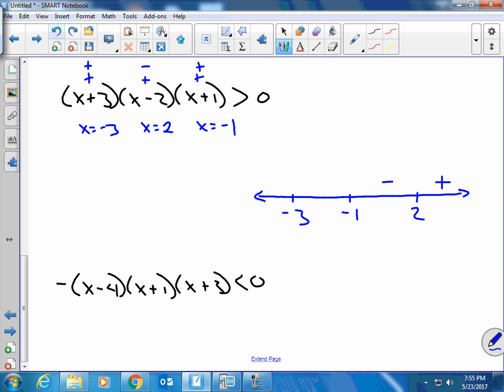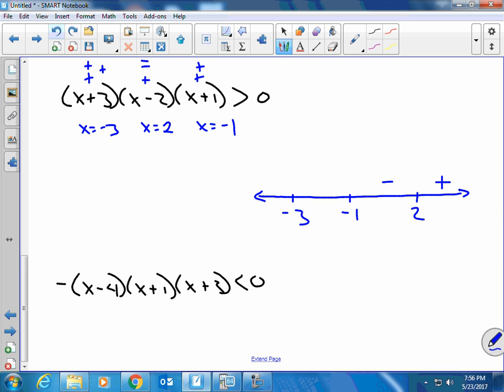What should happen now? You should know what goes right here. The pattern's been happening every time here. So if I plug in something between a -3 and -1, like a -2, this number here is still positive. This number, -2, is still negative.